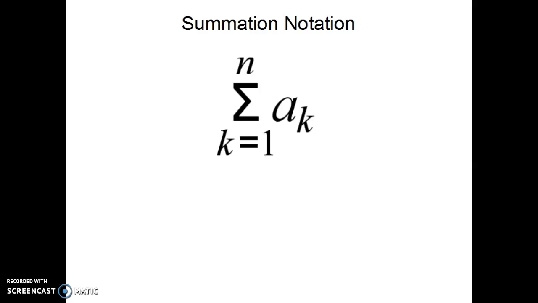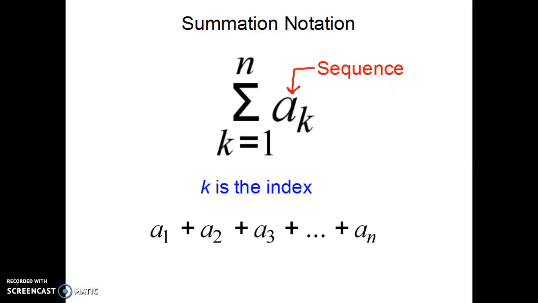This is a brief introduction to what's called summation notation. It is also referred to as sigma notation because it uses the Greek symbol sigma. Okay, now the parts of this, you will see a sequence that comes behind the sigma symbol. K is what's called an index number.